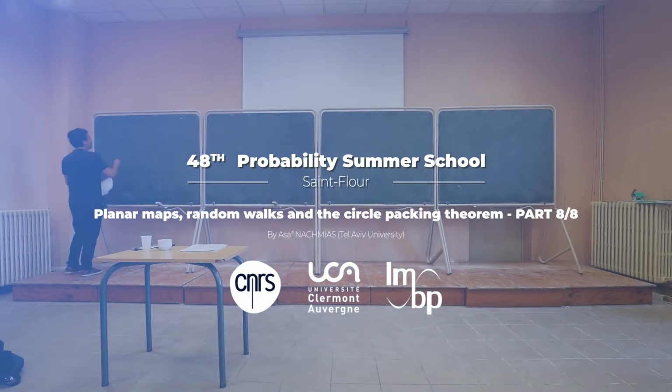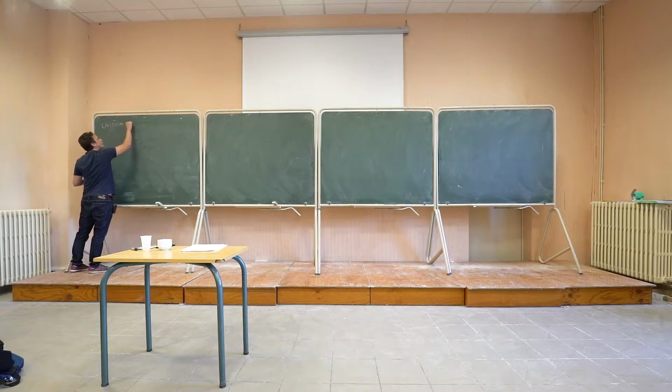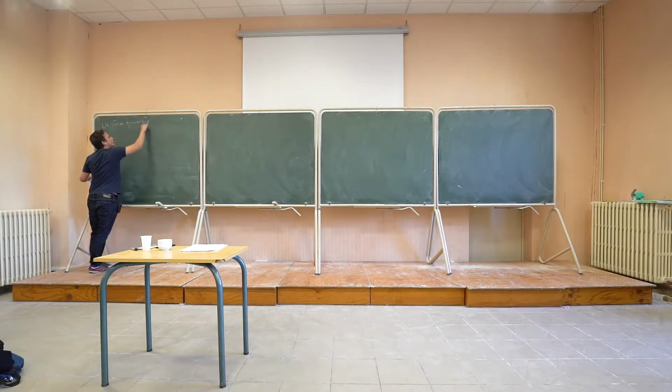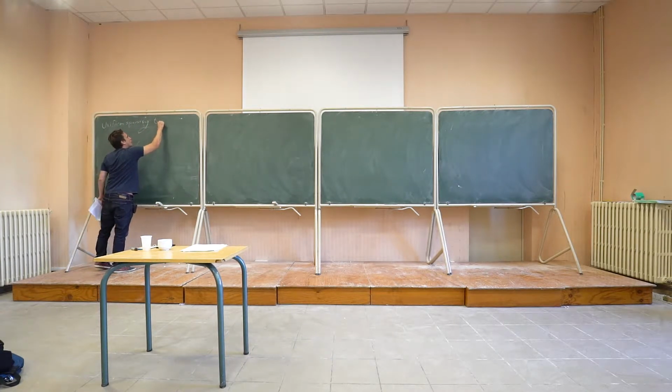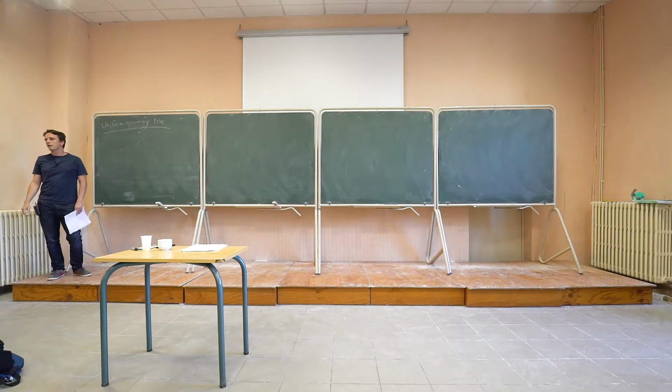So let's continue our discussion about the uniform spanning tree. I'm reminding you we have a connected finite graph G. We look at the set of all spanning trees, which are a subset of edges that contain no cycles. They are connected, and every vertex is touched by an edge, right? And we choose one of these at random.